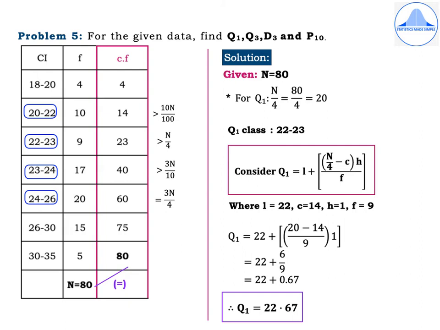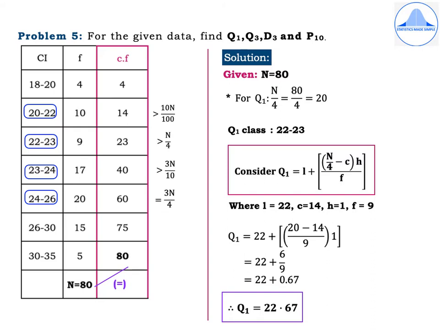Problem 5. For the given data, find Q1, Q3, D3 and P10. First column, we have the class intervals 18 to 20, 20 to 22, 22 to 23, 23 to 24, 24 to 26, 26 to 30, 30 to 35. And the corresponding frequencies are 4, 10, 9, 17, 20, 15, 5.